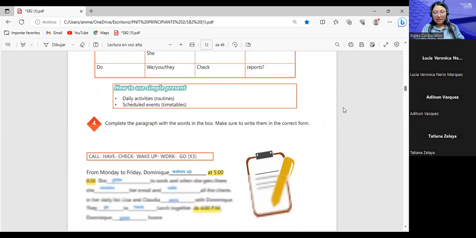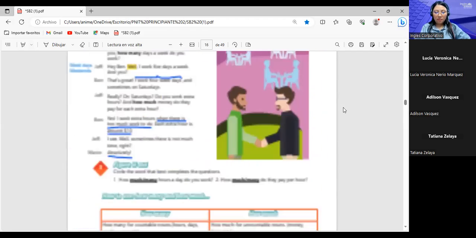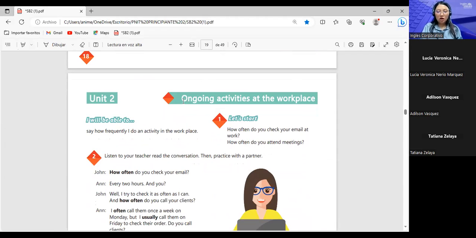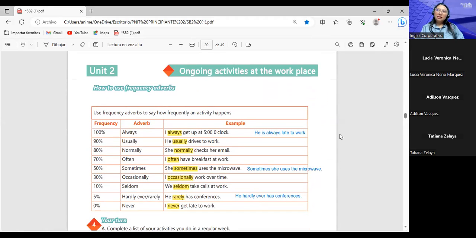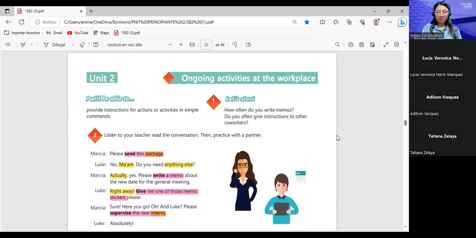Here we go. In this case, as you may remember, unit number 2, que empezaba acá, this. It's about ongoing activities at the workplace. Activities that we do at the workplace. De eso se trata la unidad 2. If you see, at the beginning of unit number 2, we were expressing frequency about how often we do or we repeat the activities or the job duties at the workplace. Ya aprendimos a hacer eso.